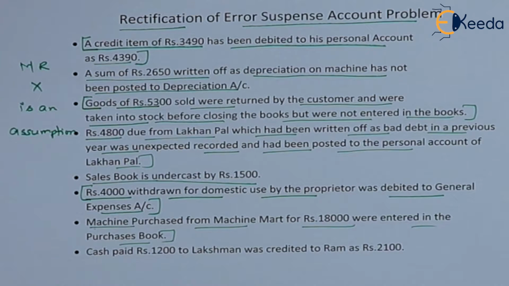Now the next transaction refers to a machine purchased from Machine Mart for 18,000 which was mentioned in the purchase book. That means instead of debiting that asset, we have debited the purchase book here. So we have to figure out what the mentioned amount is, or what suspense account usage can be posted in this specific transaction.